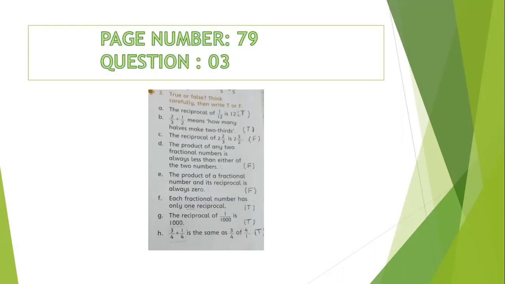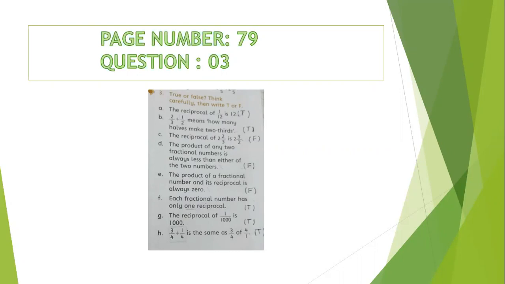Yes, question number 3, true or false? Think carefully, then write true or false. I have done all these parts for you. The first: the reciprocal of 1 over 12 is 12. Definitely we can write 12 over 1 or simply 12. This is true. The next: 2 over 3 divided by 1 over 2 means how many halves make 2 thirds. Yes, this is also true.